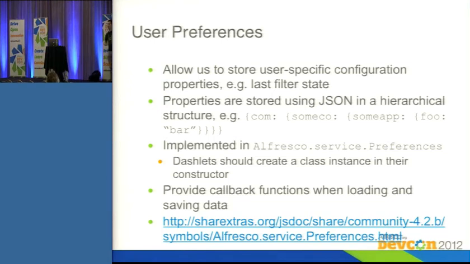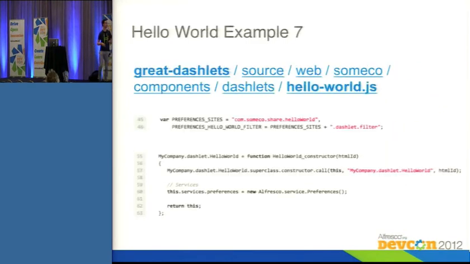But the preferences are implemented using what we call a standard service in Alfresco. And the services in Alfresco Share are responsible for going off to the repository, getting some data, and then doing some work using that data. So in the case of these preferences, we're going to get some user-specific data. So these preferences can be unique for each user, and it will remember those details.